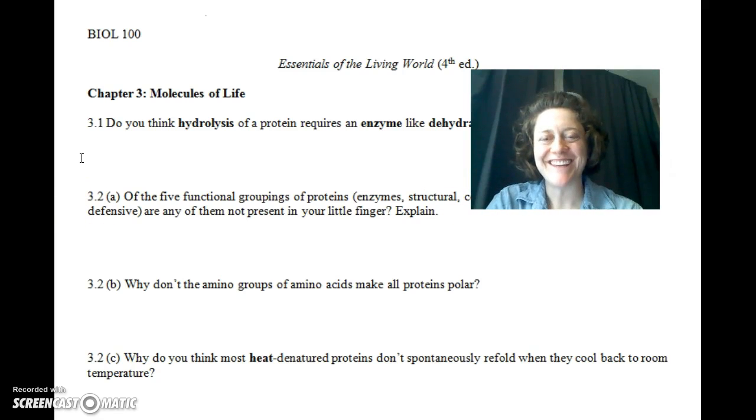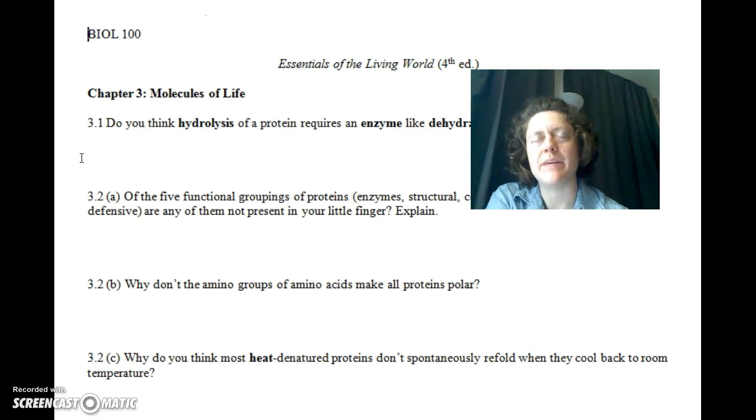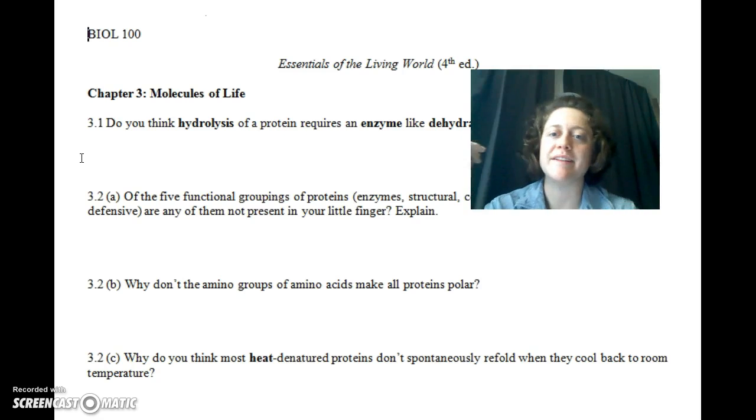And I'm back. The first question I want you to think about is whether or not hydrolysis of a protein requires an enzyme, just like dehydration does. Think about enzymes as being catalysts, or kind of like the gun that goes off at the beginning of a track race. They get the reaction started, so think of it in terms of those hints there. The second question, of the 5 functional groupings of proteins, are any of them not present in your little finger? Do you think that there are any chemical processes happening in there that require catalysts, or what we call enzymes?